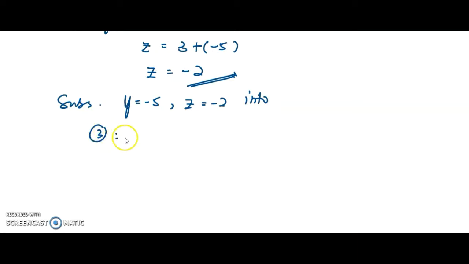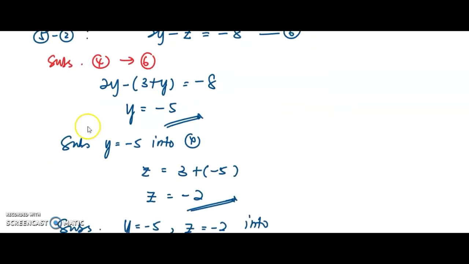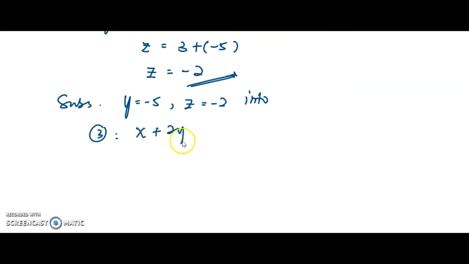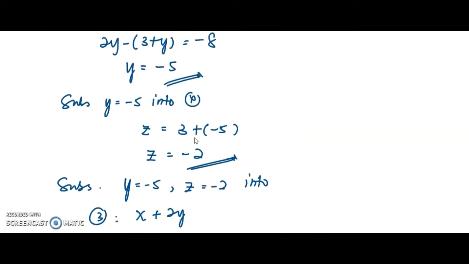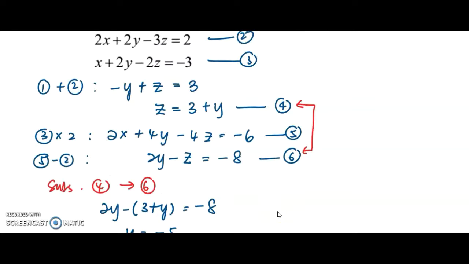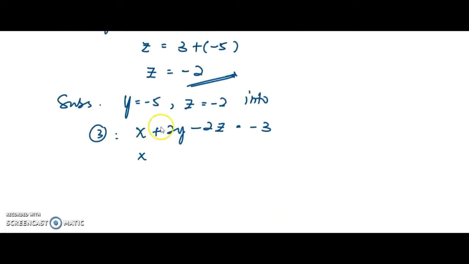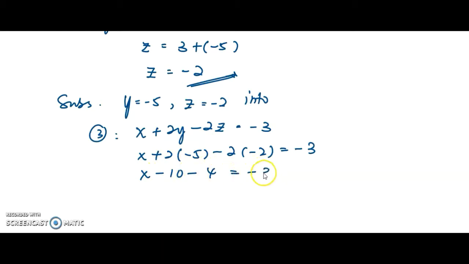Equation 3 is given as 2x plus 2y minus 2z equals negative 3. Let me check. Yes. So I put y as negative 5 and z as negative 2. This equals negative 3. Trying to simplify it, you will have negative 10 minus 4 equals negative 3. Finally, you have negative 14. So negative 3 plus 14, that will be x equals 11.